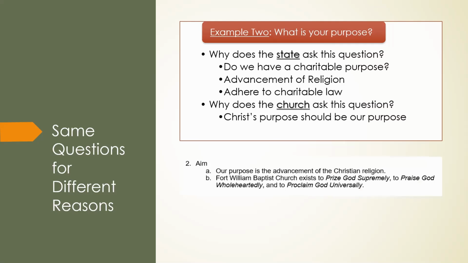Article 2 of the Constitution states our aim or our purpose. And here we have 2 purposes, the advancement of the Christian religion, and then a more detailed account of our purpose to praise, prize, and proclaim Christ. The government mandates that the clause about advancement of religion be included in our Constitution in order to categorize us for taxation and governments. And we as a church have a more complete answer to this question, prizing, praising, and proclaiming. But you can see that the same question is being asked for very different reasons, and the answer is blended between what the government requires and the church.